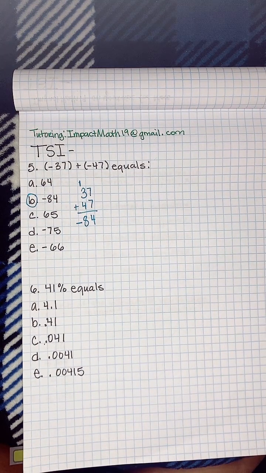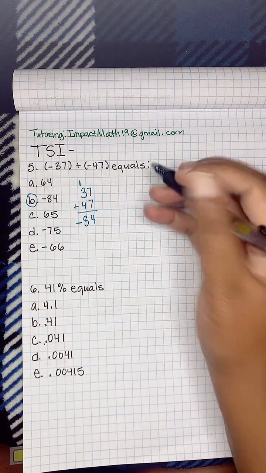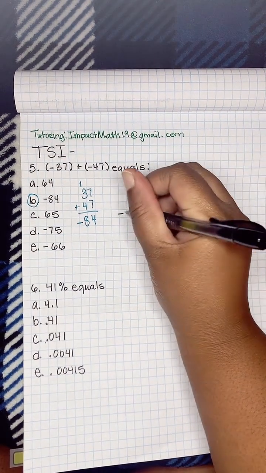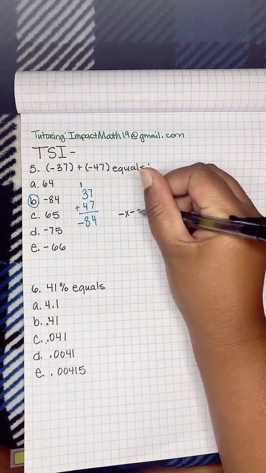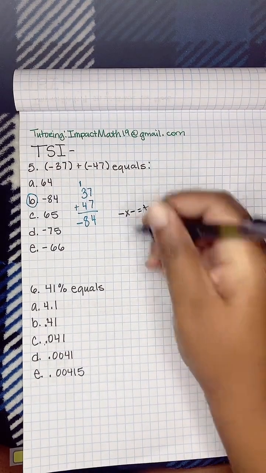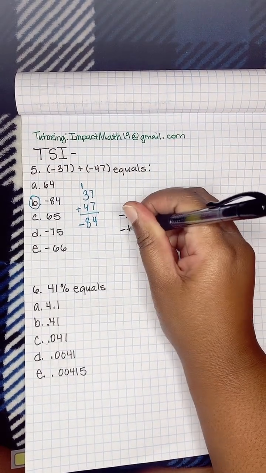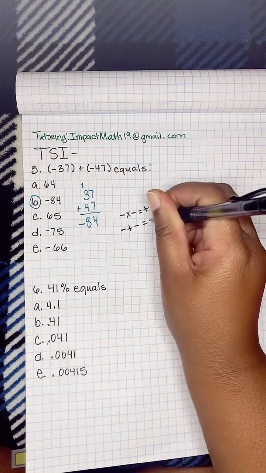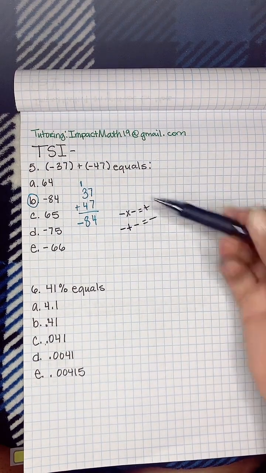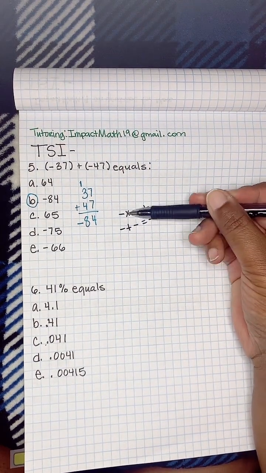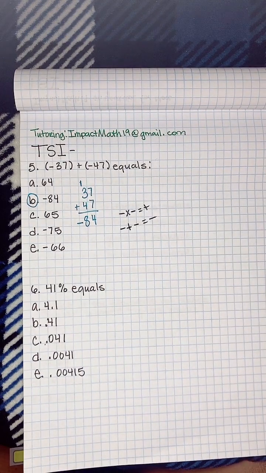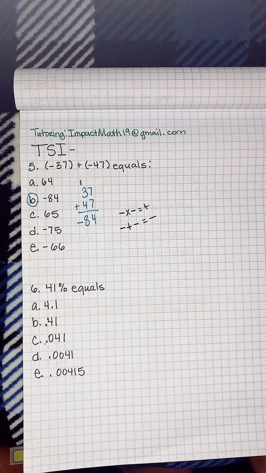So somebody said, I thought a negative times a negative is always a positive. You are 100% correct. A negative times a negative equals a positive. But a negative plus a negative equals a negative. These are two different operations.